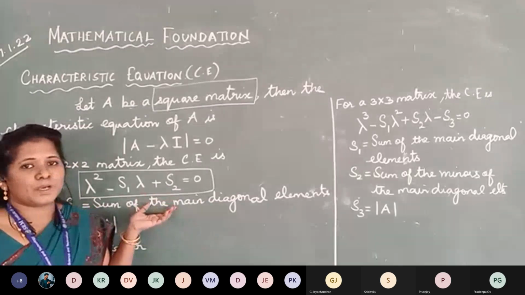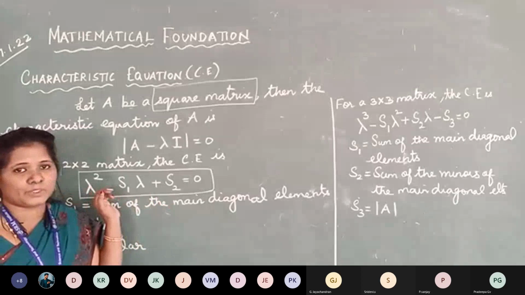So for a 2 cross 2 matrix, it is lambda square. We started with lambda square.